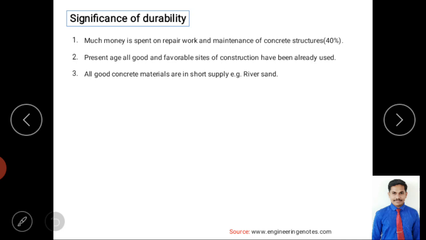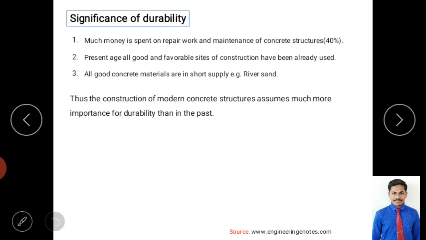So now the challenge is to maintain the durability. Thus, the construction of modern concrete structures assumes much more importance for durability than in the past. Earlier we used to get all the materials and all conditions were favorable, but now we are getting problems, right? So that's why nowadays we have to pay more attention to the durability of the concrete.